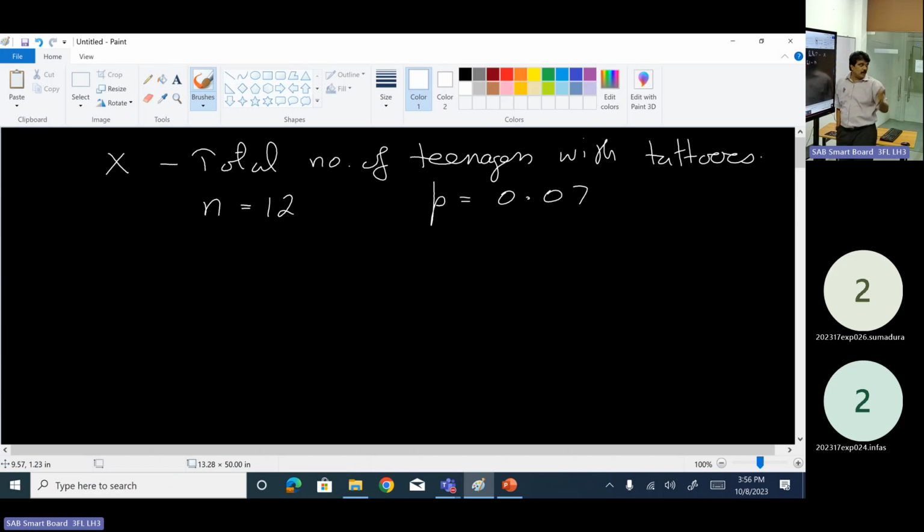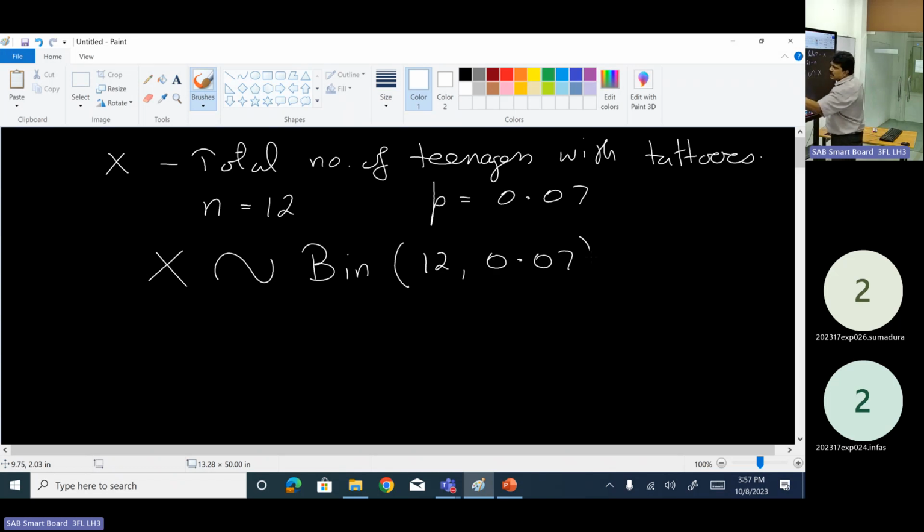If it is a binomial variable, we know how to denote it with the tilde and bin notation. So X follows Bin with N equal to 12 and P equal to 0.07.